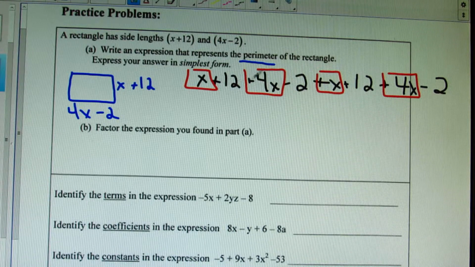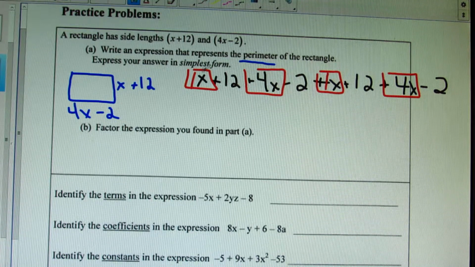These are all like terms. I'm going to put a 1 in front as a coefficient to help me remember. 1 plus 4 plus 1 plus 4. That's 5, 6, 7, 8, 9, 10. 10 x's. Ooh, it's a lot of x's.